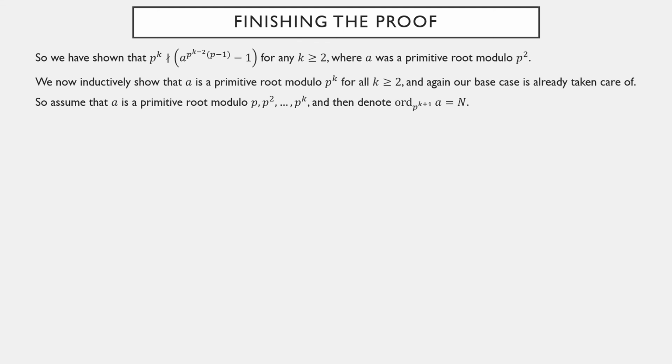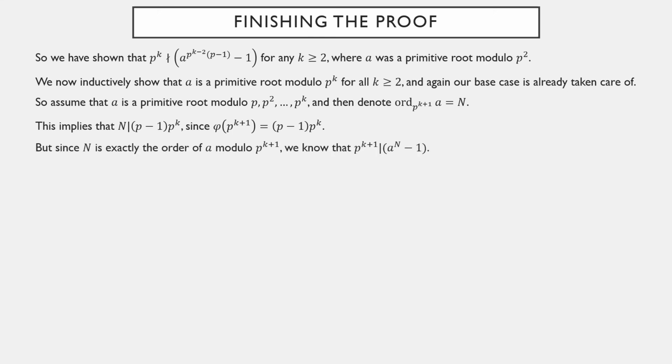Now let's denote the order of a modulo p to the k plus 1 as n. N has to be a factor of phi of p to the k plus 1. We're hoping it's actually equal, but at the very least it is a factor of phi of p to the k plus 1.